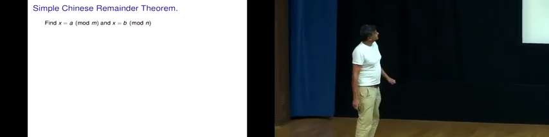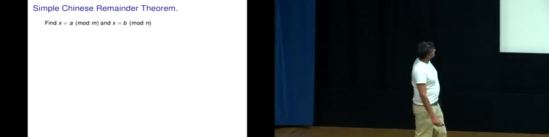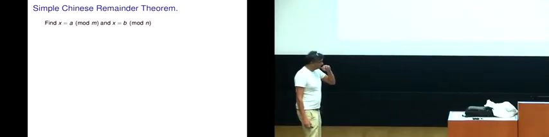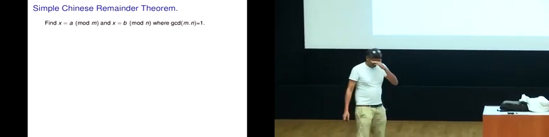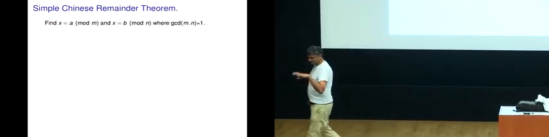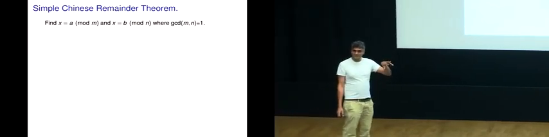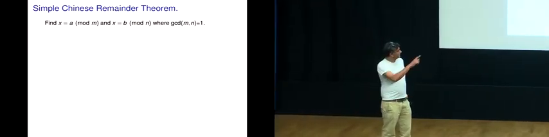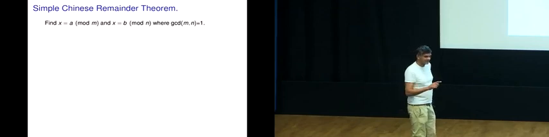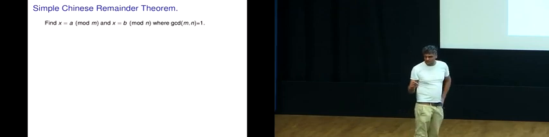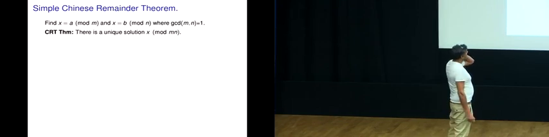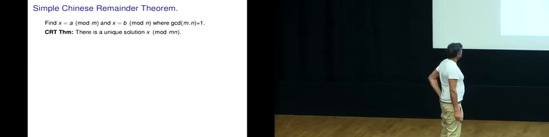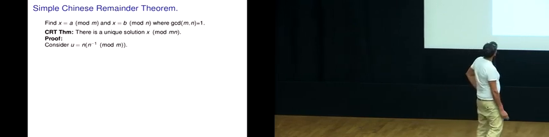Okay, so there's this simple Chinese remainder theorem. If x equals a mod m and x equals b mod n, I'm just going to review the proof real quick, where the GCD of m and n is 1. Last time I got confused and thought they need to be prime. They do not need to be prime. They just need to have a GCD of 1. They have to be relatively prime. That's what we call relatively prime. Okay? Their GCD is 1. Okay? There's a unique solution x mod mn.